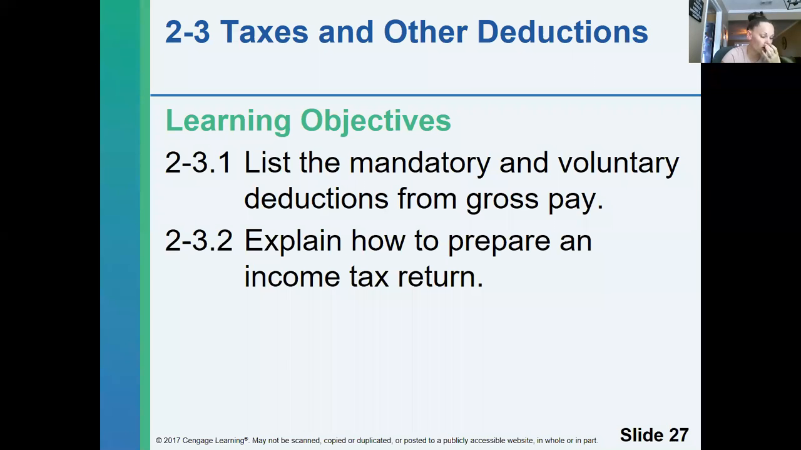So sales taxes are regressive because everybody pays the same sales tax rate no matter what, whereas income taxes are progressive because you pay based on how much money you make. And we'll look at that again today.